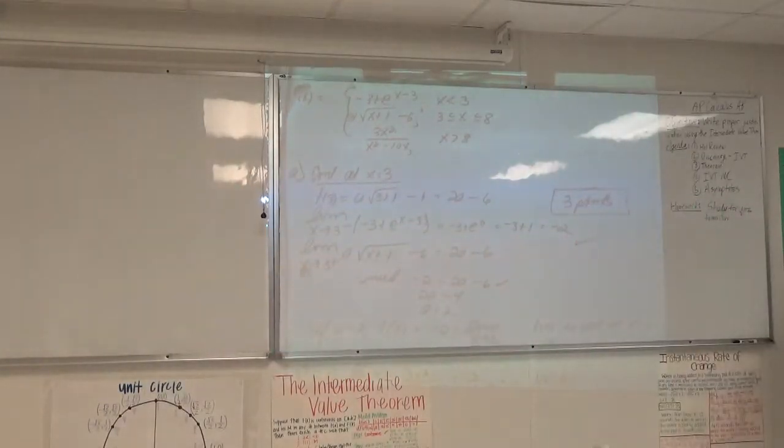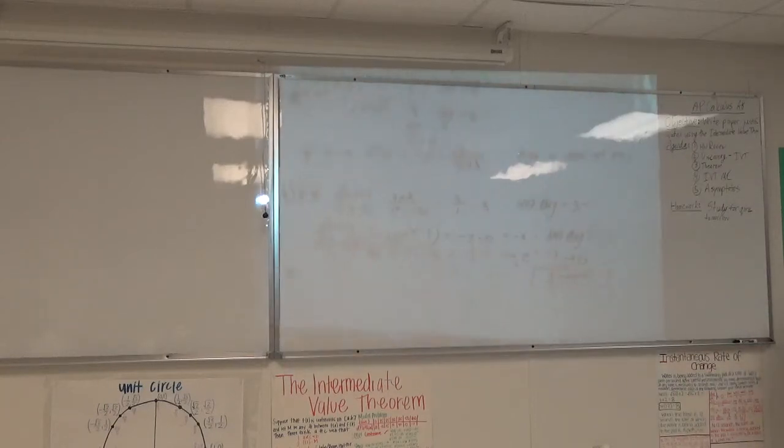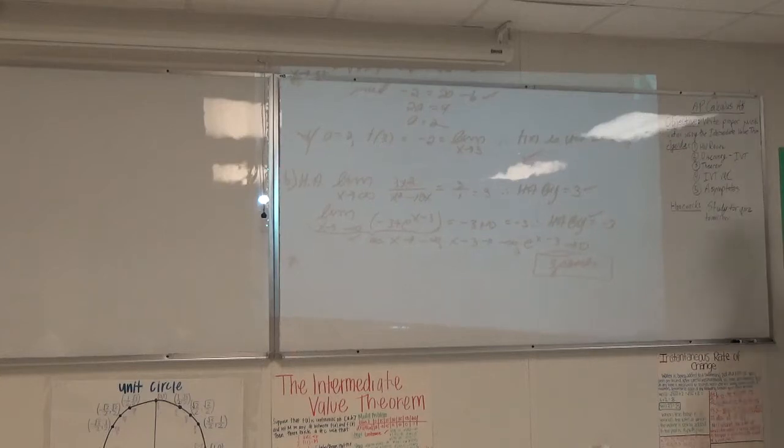Other things to look out for. If the name of the function is g and you're calling it f down here, I'm going to withhold a point. If the variable is t and you're using x, I have to withhold the point. I just have to.